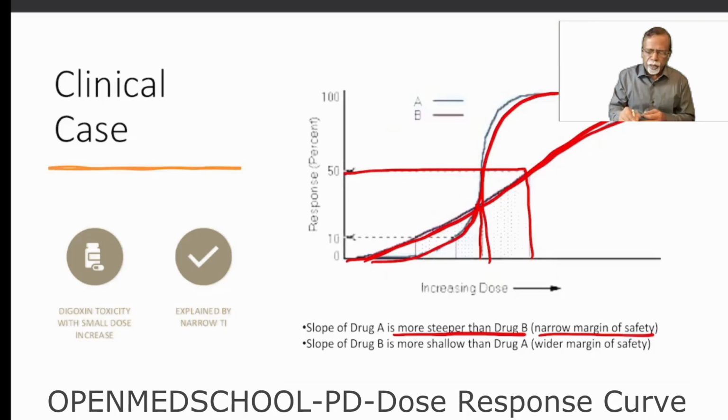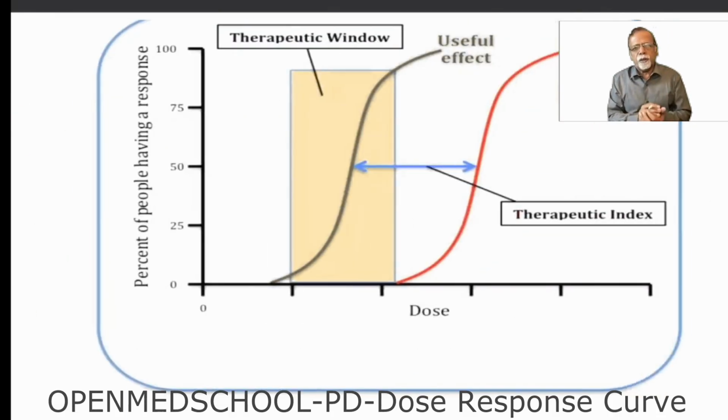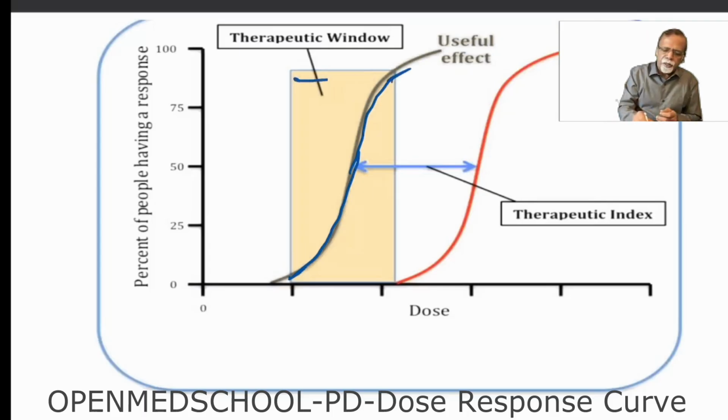And the action of drug B just got a wider therapeutic range. So here comes the concept of the therapeutic window. This is the region the drug acts. Increasing the dose will produce the efficacy, and this part is called the therapeutic window.